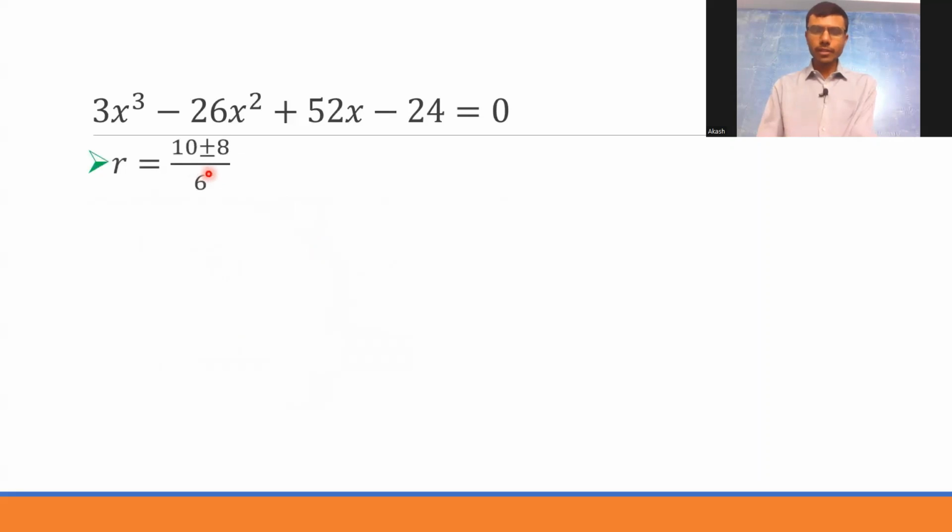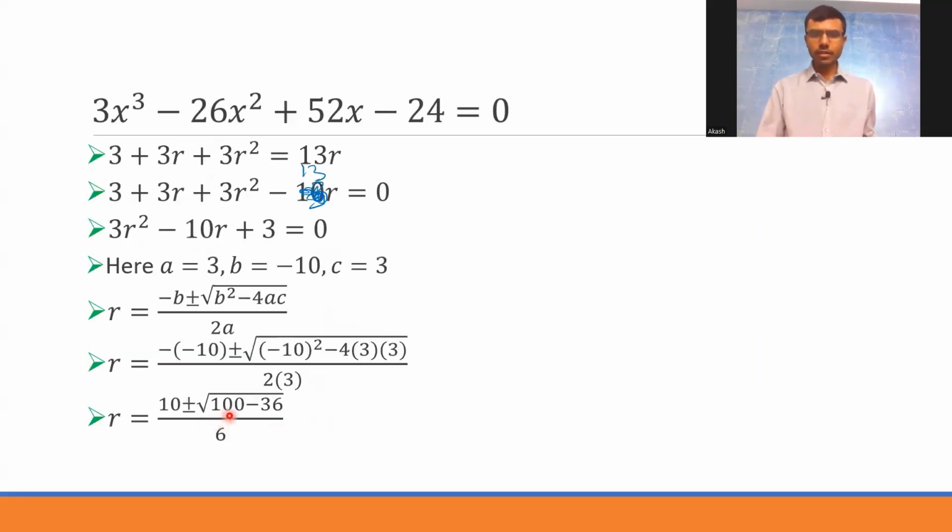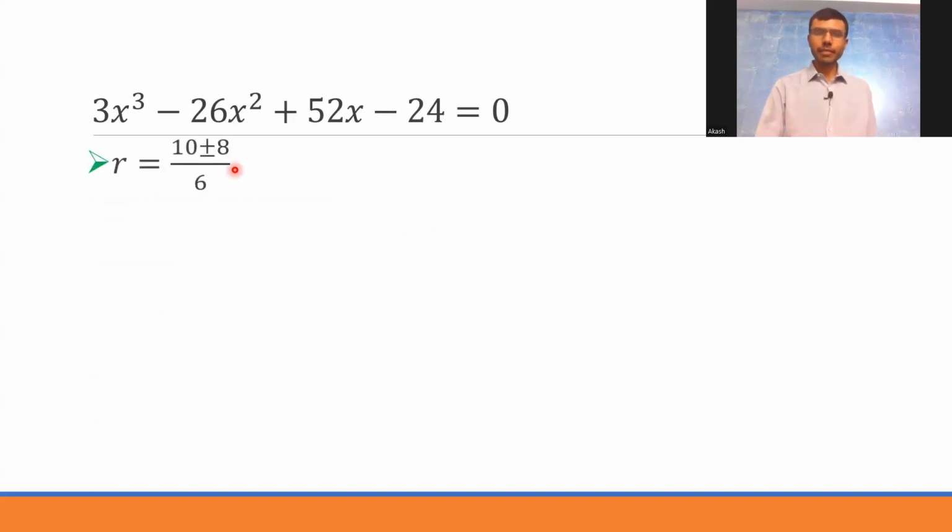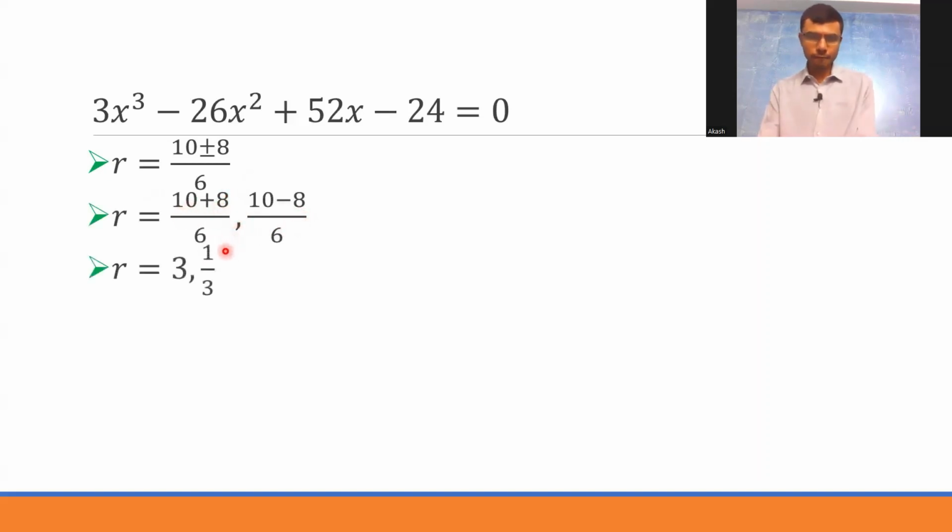So I have r equal to 10 plus or minus. If you observe, this is 100 minus 36 is 64. Root 64 is 8. So that's why I wrote here r equal to 10 plus or minus 8 by 6. So I have 10 plus 8 by 6 and 10 minus 8 by 6. 10 plus 8 is 18. 18 by 6 is 3. And 10 minus 8 is 2. 2 by 6 is 1 by 3. That's how I got this. Now either r is 3 or 1 by 3. In either case you would get the same roots, which you are going to observe right now.